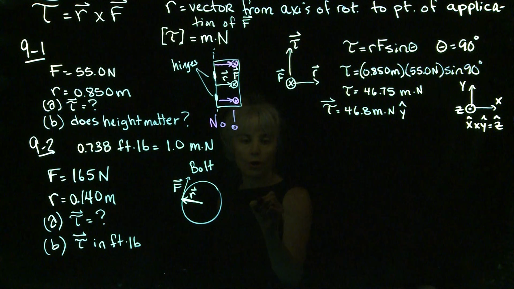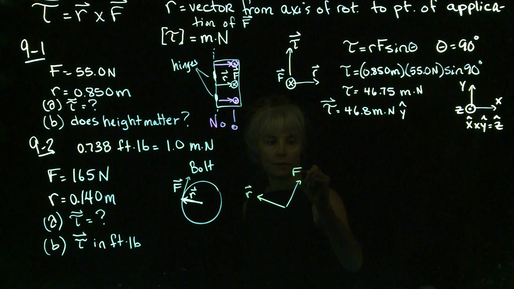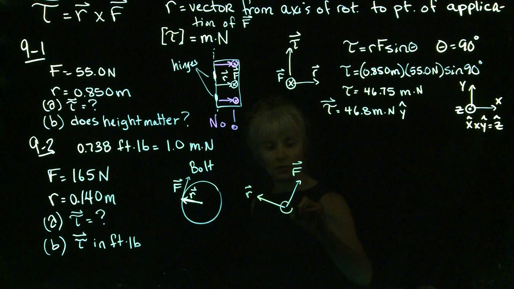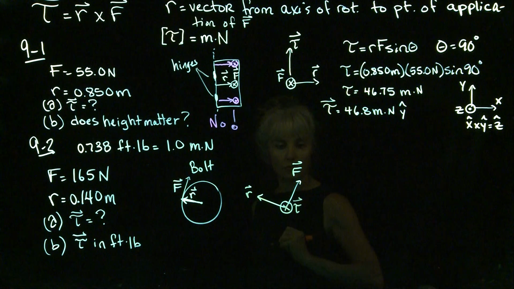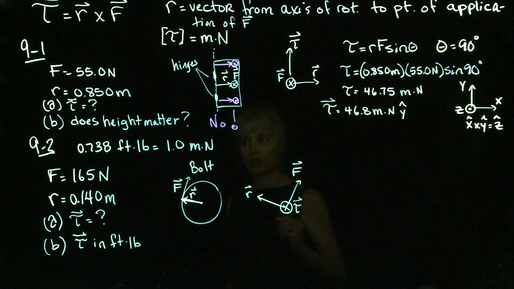So we can draw r and F out here to the side. Here's vector r, and here's vector F. And so then the resultant torque is into the board. So that's the direction of the torque. The torque is going to be in the minus z hat direction.